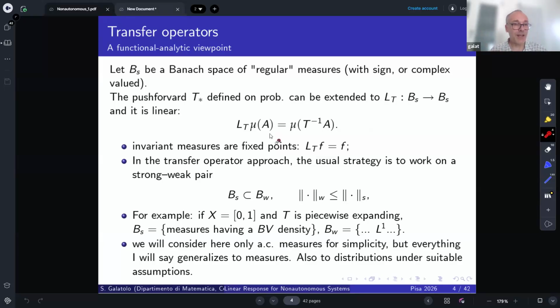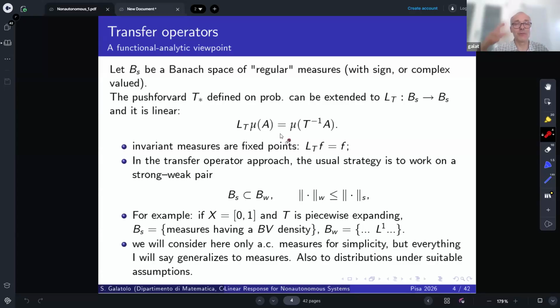So to set up a theory that will formalize this general idea, typically what people do is to consider this transfer operator approach and start from the beginning to restrict the study to a class of regular measures. So what is this idea of the transfer operator approach?